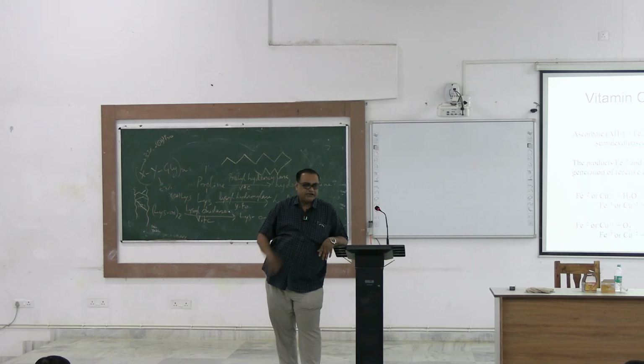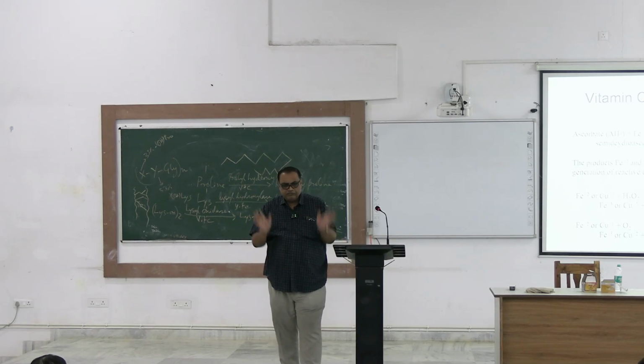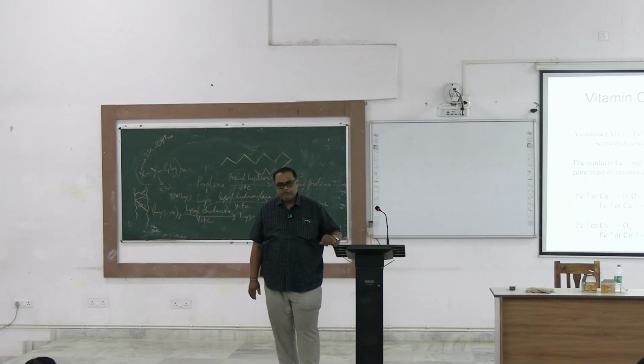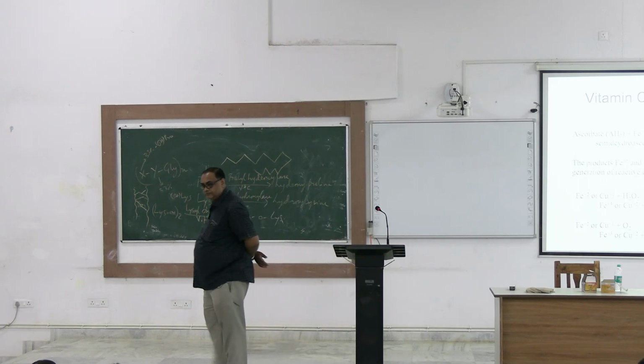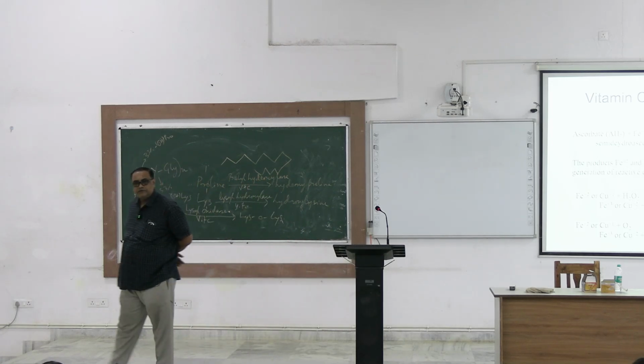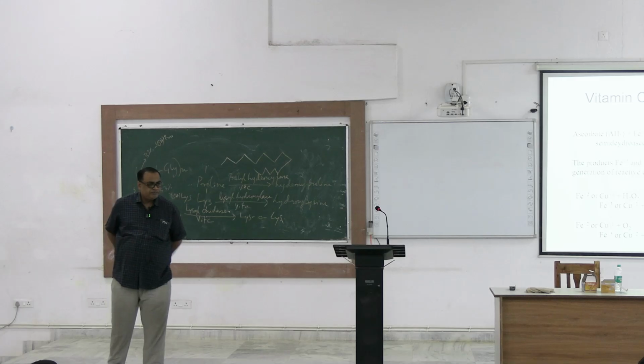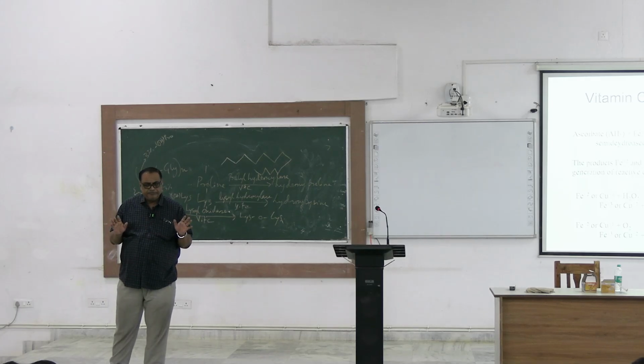So the ferric form will be taken up by the transferrin, and it will be converted to ferrous form. Fine. And then it will become bigger and it will occupy the iron binding site. But if the iron is present in ferrous form, can it bind to transferrin? See the problem.